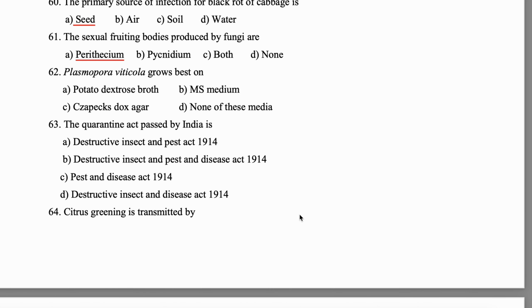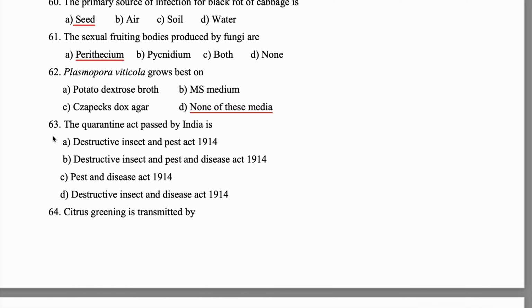Question 62. Plasmopara viticola grows on which medium? It will be none of the media. Why? Because Plasmopara viticola is the pathogen of downy mildew, and downy mildew is an obligate pathogen, which means it cannot be grown in any culture media. It requires a living host. That is why none of these media.